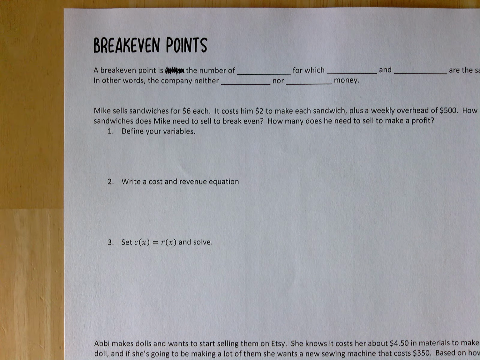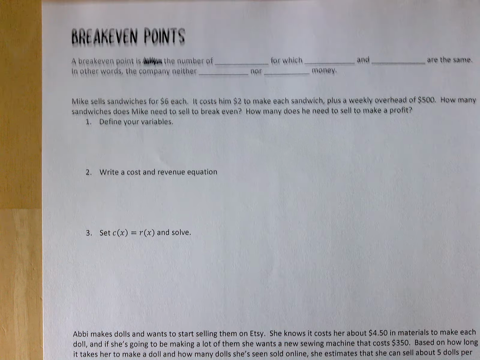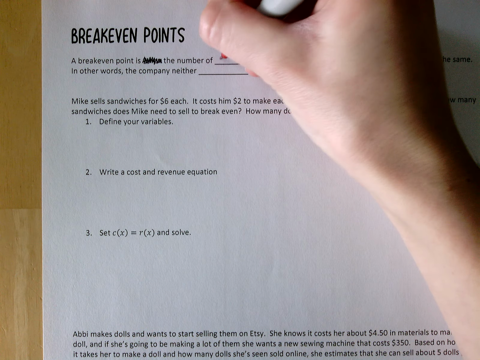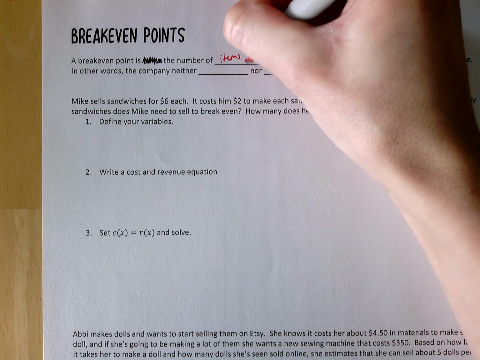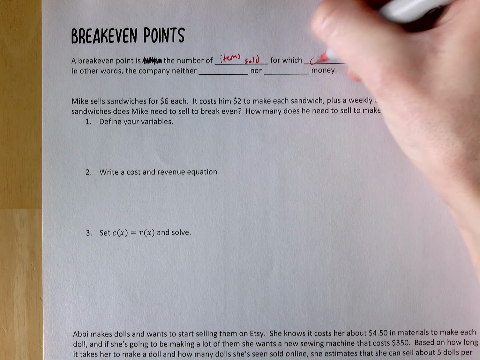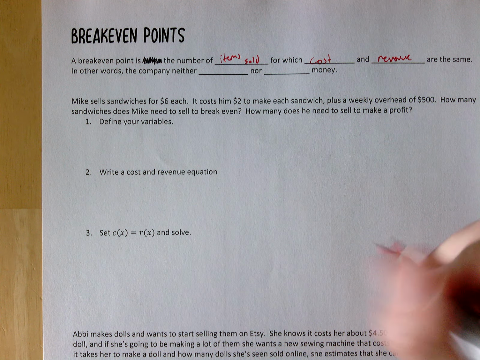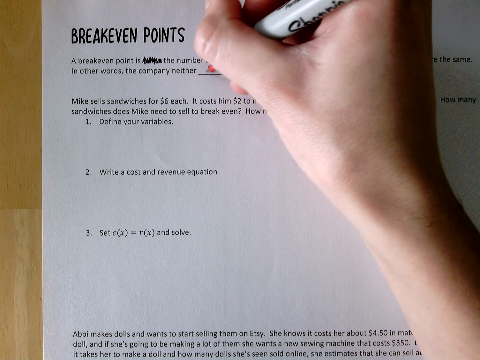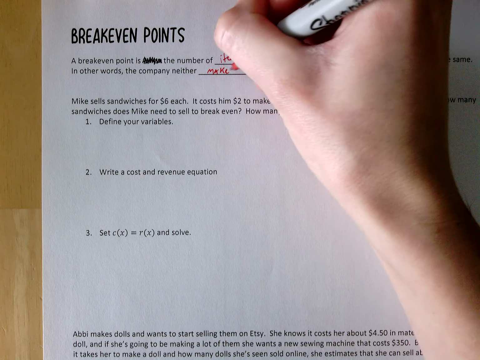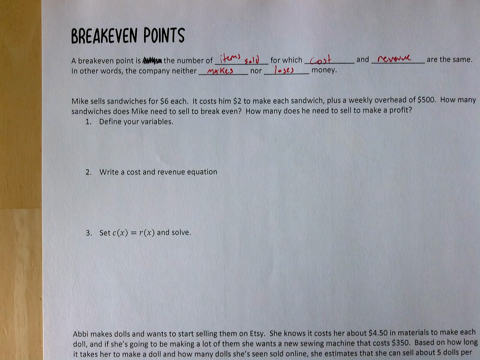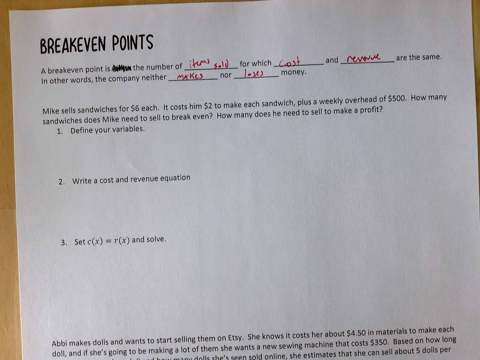So next up, we're going to talk about break-even points. A break-even point is the number of items sold for which cost and revenue are the same. In other words, it's when the company neither makes nor loses money. So when how much you're spending is exactly equal to how much you're earning, you're breaking even. You're not making a profit, you're not losing money, it's just even. So that's going to be the part that we're going to start looking at.